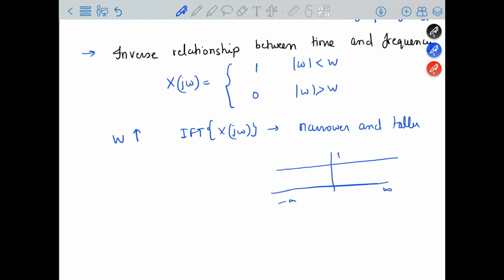So now we made W increase to infinity, and we know that the inverse Fourier transform is delta. Like that, if we increase the period in the time domain, it is equivalent to shrinking in the frequency domain and vice versa, that is, having an inverse relationship between time and frequency. So this property is stated clearly. In this video we discussed two properties, and in the next video we will discuss the property of duality.